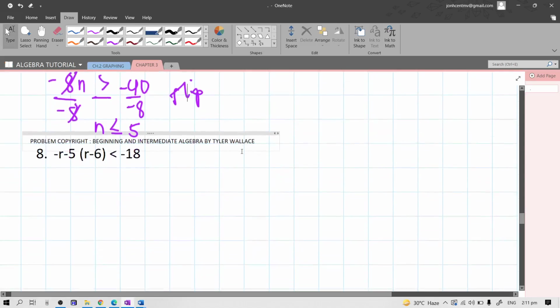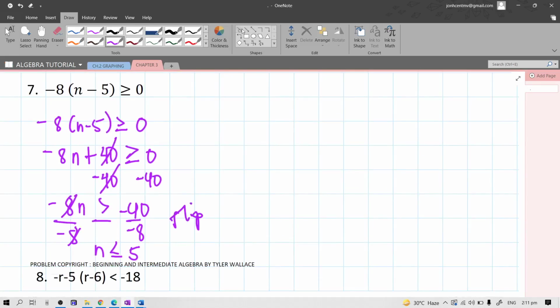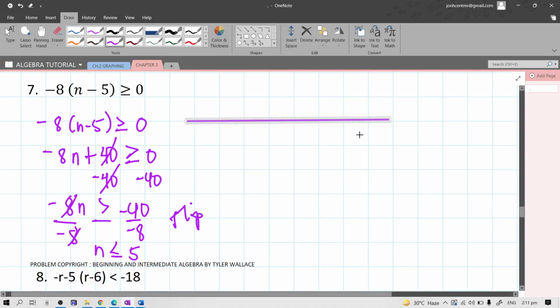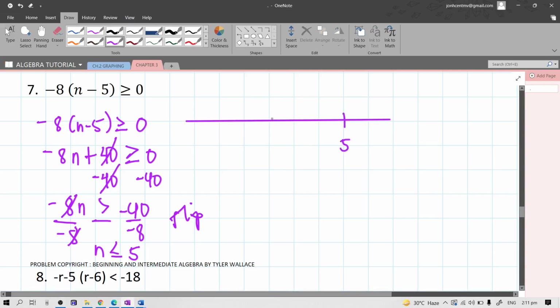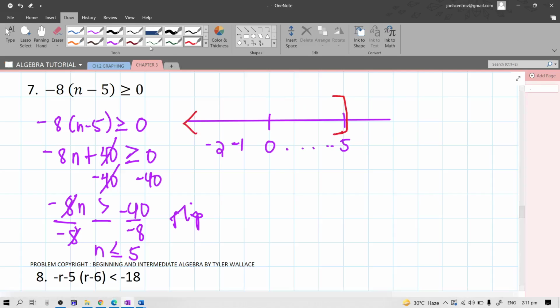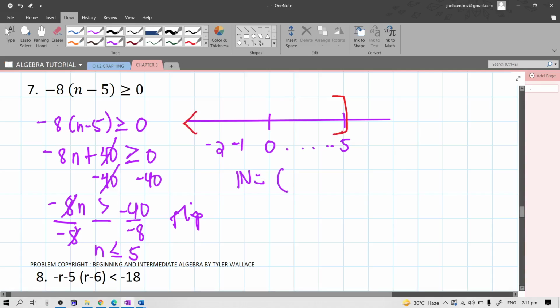Okay? So if we graph the inequality na nasagot natin, so that falls into this kind of graph. 5, let's say this is 0. This is negative 1, negative 2. Since that is less than or equal, use bracket, and our interval notation here is negative infinity to 5. Okay?